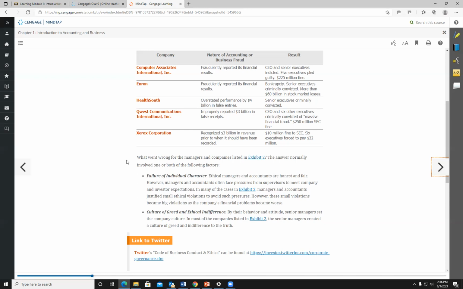Now it says another reason why people make these unethical decisions is a culture of greed. A culture of greed is probably the main reason most of these companies up here in Exhibit 2 committed fraud. By their behavior and attitude, the senior managers set the company culture. So if the senior management is greedy and it's all about profit and making money and lining their pockets, then they've created a culture of greed. And therefore, everyone under them is going to act in the same way, and therefore not follow guidelines, policies, and procedures, and most certainly not act ethically.